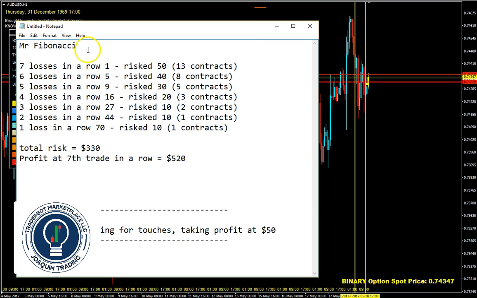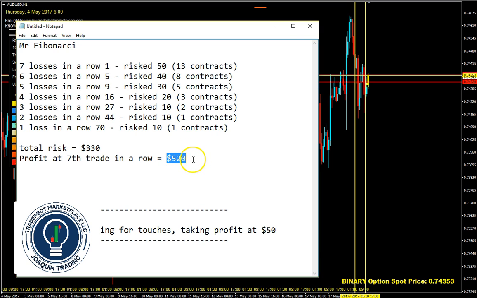Now, if you want to be aggressive, you can go talk to Mr. Fibonacci. We can do a 1, 1, 2, 3, 5, 8, 13, which is the Fibonacci sequence. If we do it that way, our total risk is going to be $330 for every single contract, doing it at like $10 or whatever. Some of those will be less than 10, some will be more. The profit up here, if that one wins, it's going to be 520. That's the profit.